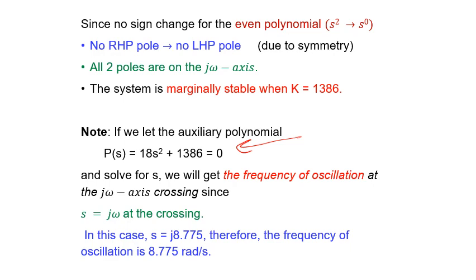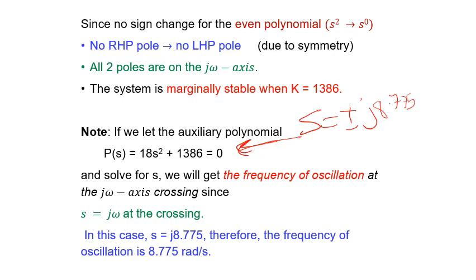When you use this equation to calculate the value of S, you are going to find that S equal to plus minus j 8.775. That's when you calculate S from this part. How can this help me? This can help me to know what omega is, what the frequency of oscillation is.